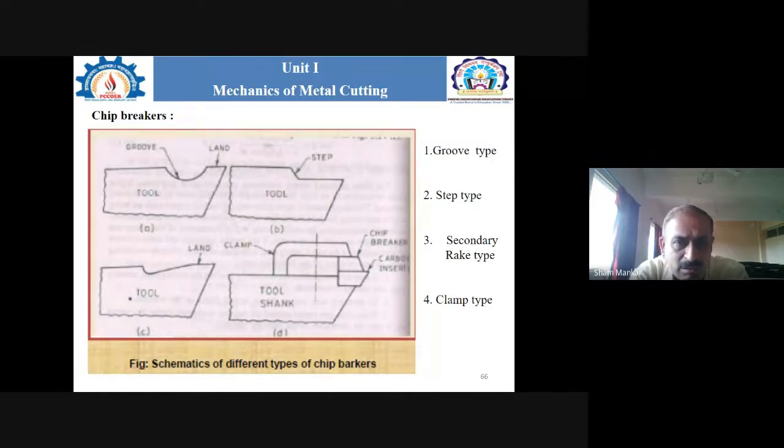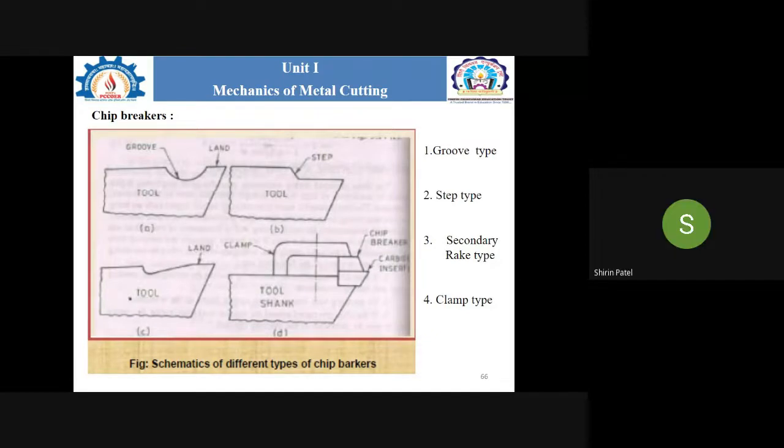Figure A, I think the slide is visible to everyone. Yes, sir. Okay.